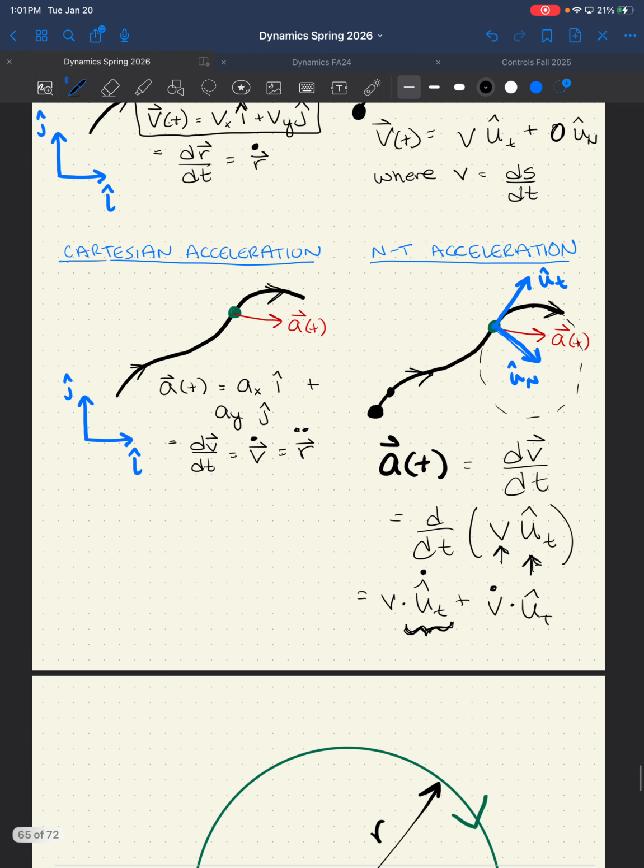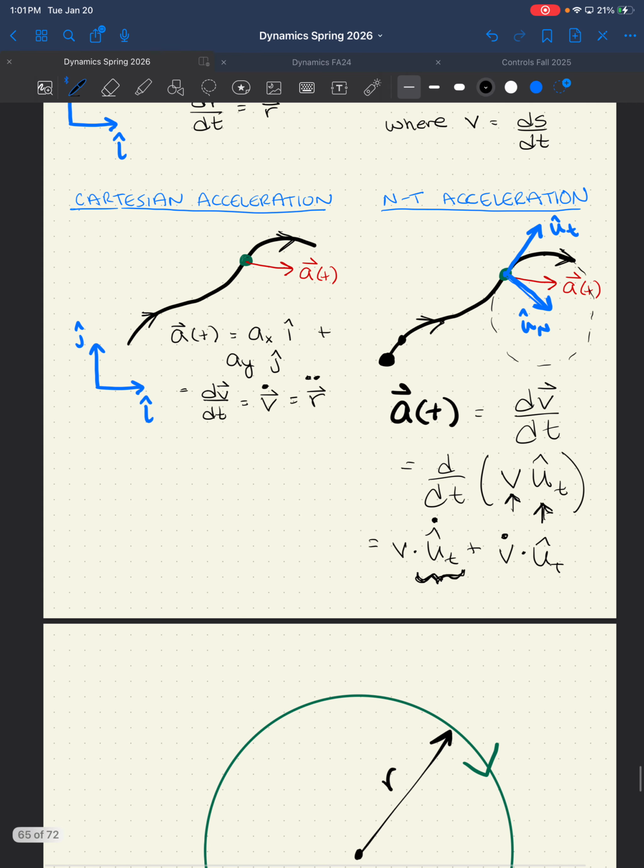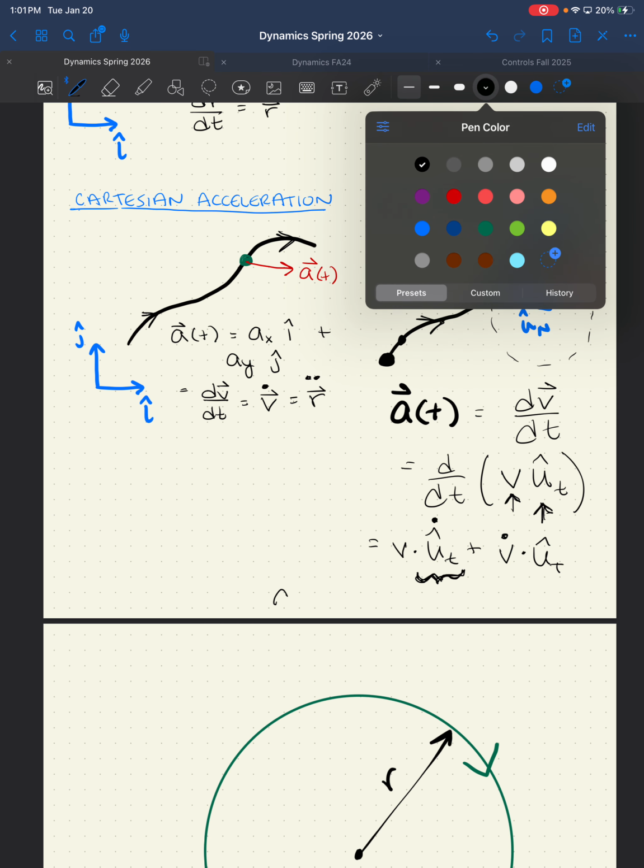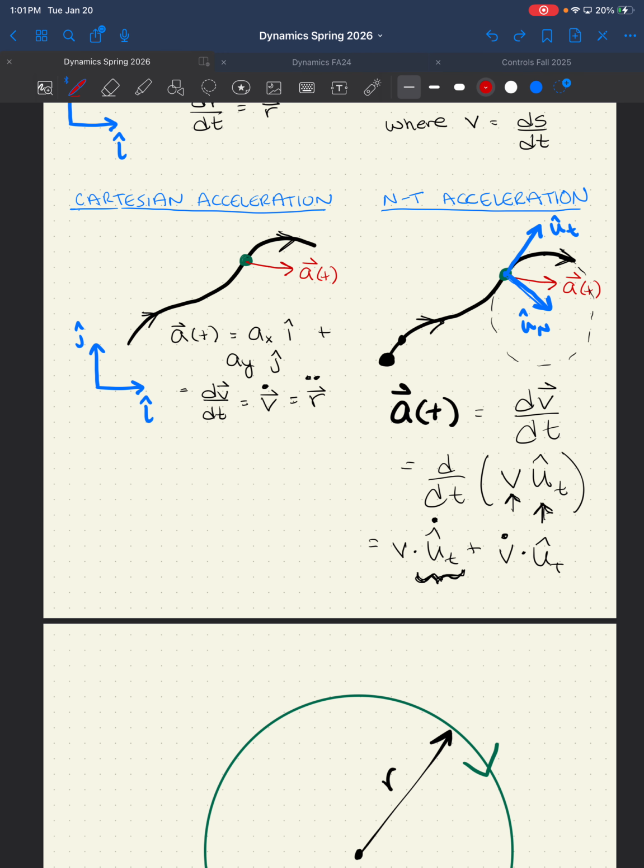Okay, so here's the definition we really need to know, which I'll do in red. Acceleration is equal to v dot u hat t plus v squared over rho u hat n.